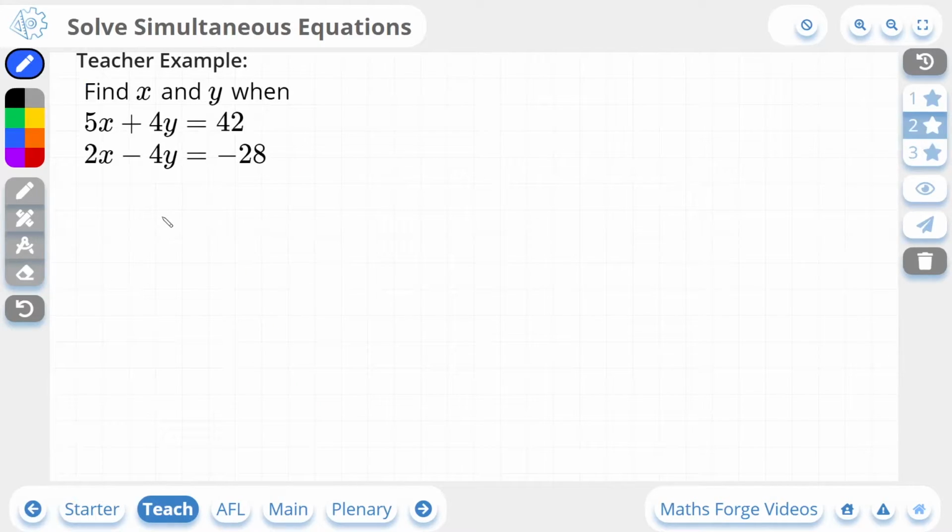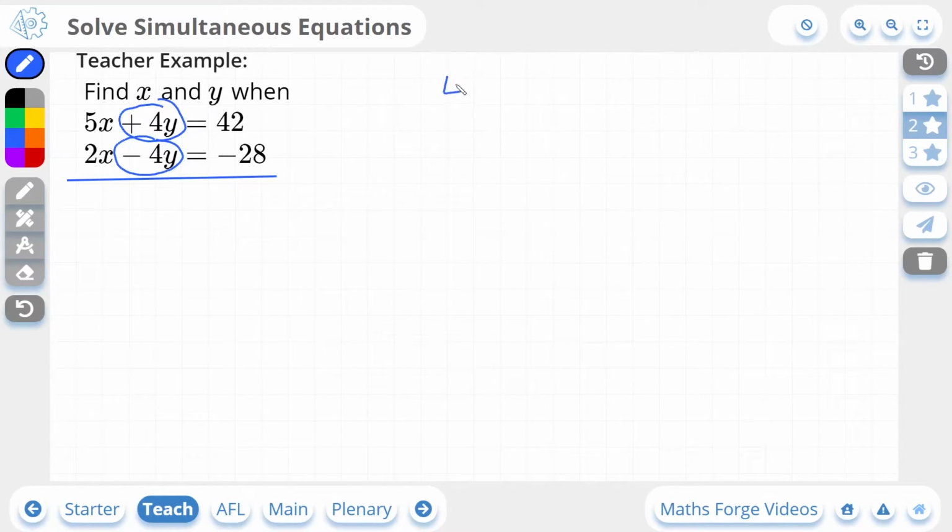So now let's do a 2-star example. Again, we're being asked to find x and y for these simultaneous equations. I can see this time that my y variables are the same, where my x variables are not. So let's go ahead and eliminate our y variables. I can see here that this y variable here is a positive 4y, whereas this y variable here is a negative 4y. Don't forget to include the symbols to the left of the terms.